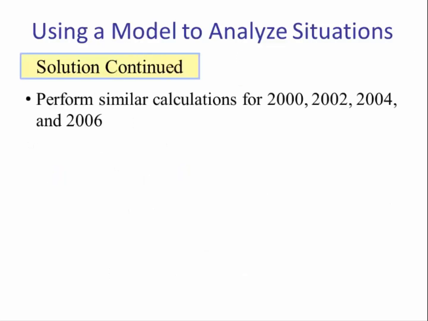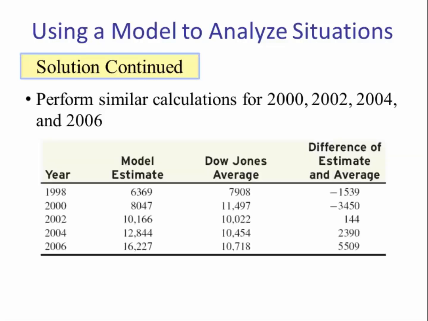If we perform similar calculations for the years 2000, 2002, 2004, and 2006, we see the model didn't do a very good job for 1998 or 2000, but did a very good job for 2002, 2004 not so good, and then it was way off in 2006.